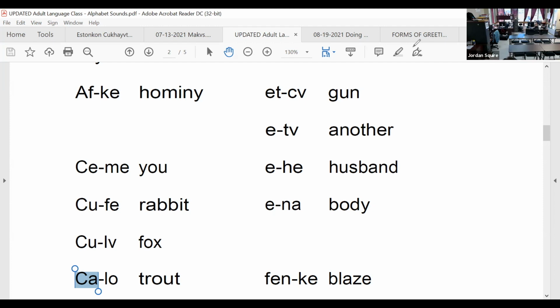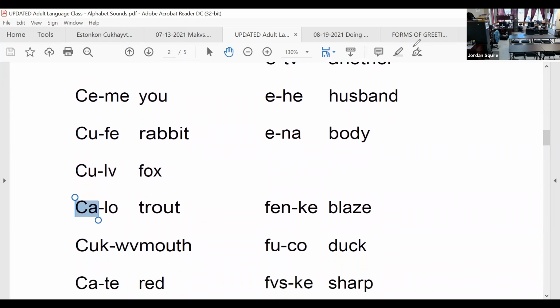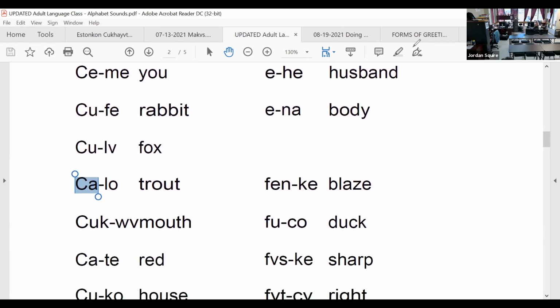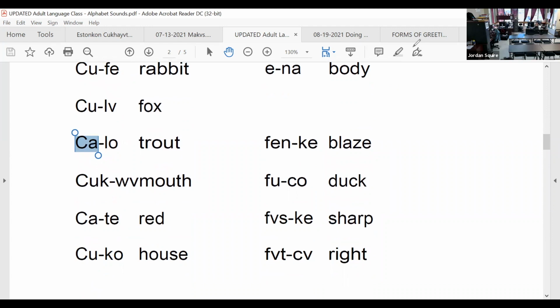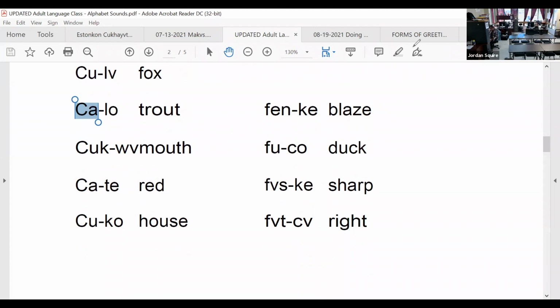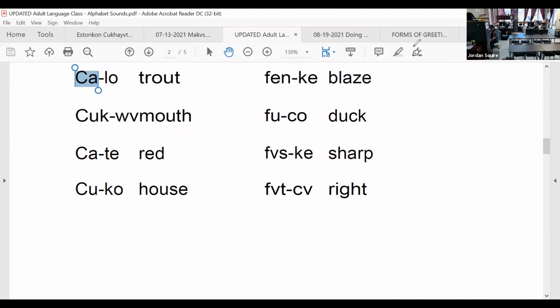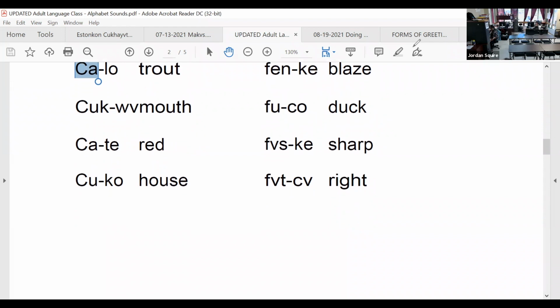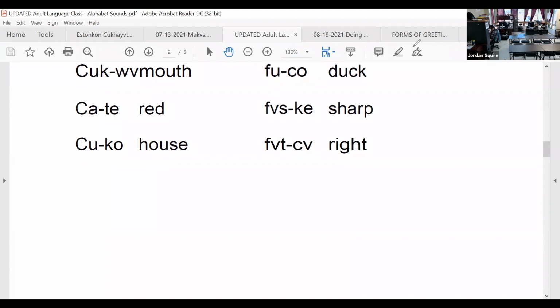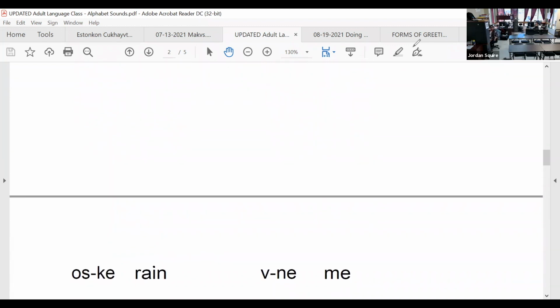Ina is the body in general, okay? Ina. Blaze, fingi. Duck, fujo, F-U-G-O. Hear that U? Fujo. Fusky is shark. Pacha. Sometimes they say truth. Pacha. It depends on how you're using that. That's where situation comes in too.